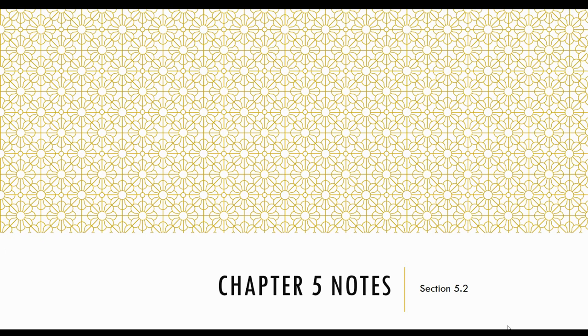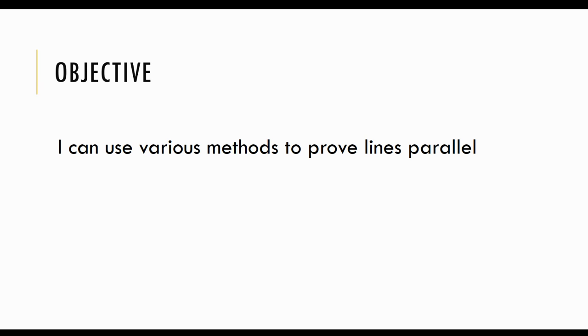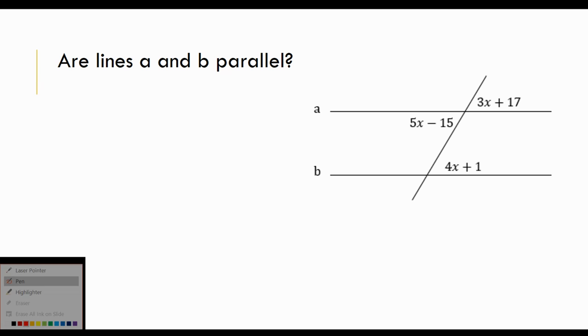Today we're going to look at section 5.2. We're going to use various methods to prove parallel lines. So remember, if we're trying to prove parallel lines, we're not assuming them, so we have to figure out, do we have some kind of relationship of congruent angles or supplementary angles based off of all of those new vocabulary angles? So alternate interior, alternate exterior, corresponding, same side interior, same side exterior.